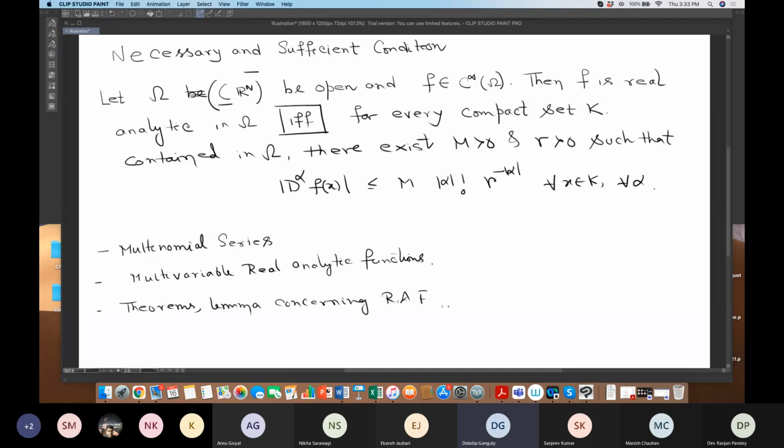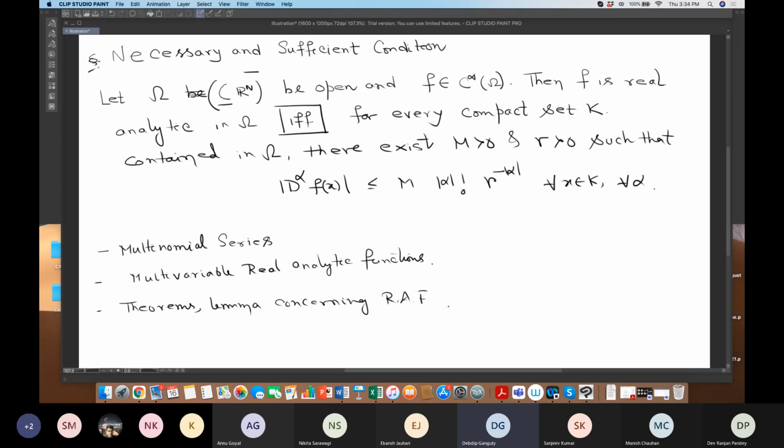Of course, real analytic function is not new to you, but multivariable real analytic function is completely new to you. And we ended the last class with this very beautiful theorem, the necessary and sufficient condition for a smooth function to be a real analytic function.